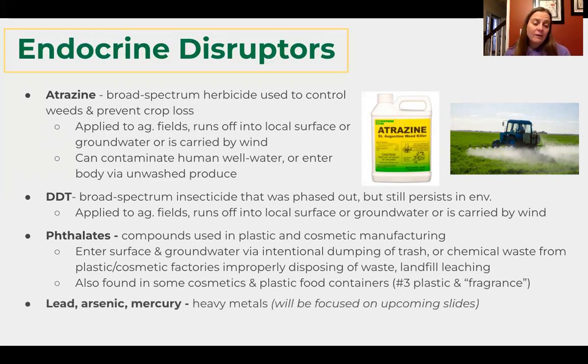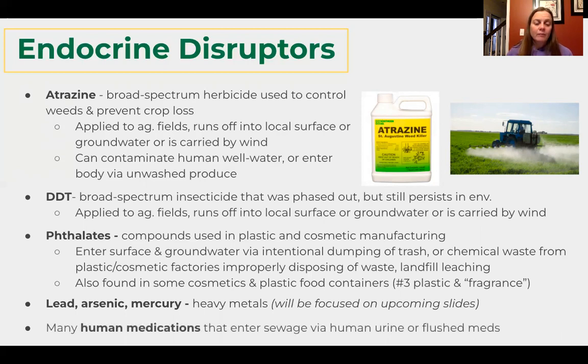Okay, and then our heavy metals, so lead, arsenic, mercury, cadmium, chromium. There are a lot of heavy metals out there, so we're going to focus on those individually, but many of the heavy metals are also endocrine disruptors. And then, of course, I touched on these already, human medications that enter sewage via human urine or flushed medicines. And this can be things like medication for birth control. It can be medication for menopause. It can be medication for a lot of different conditions as well. So a lot of human medications are endocrine disruptors.